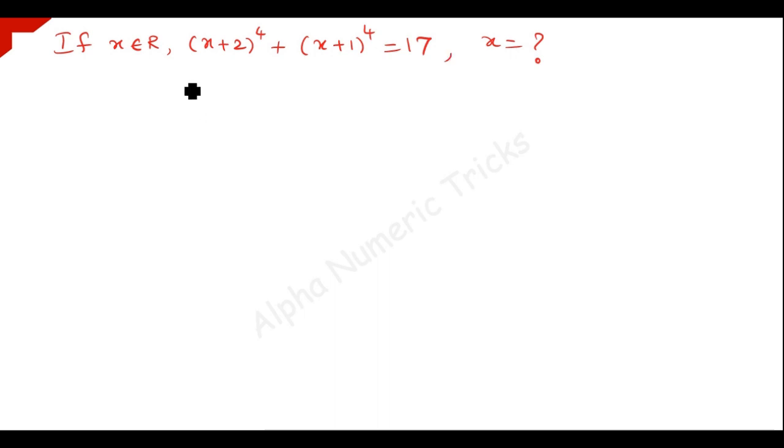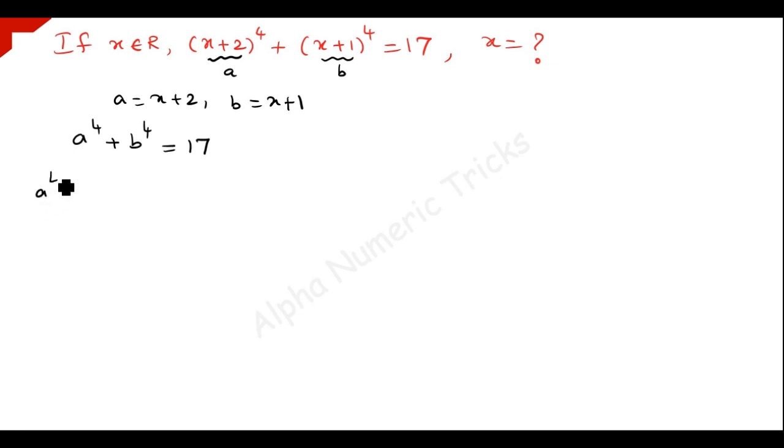is equal to 17. Now we just take x + 2 equal to a and x + 1 equal to b. That is, a is equal to x + 2 and b is equal to x + 1. Then our problem becomes a^4 + b^4 is equal to 17.